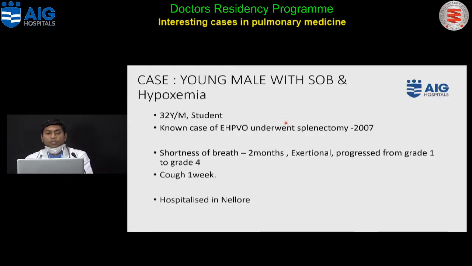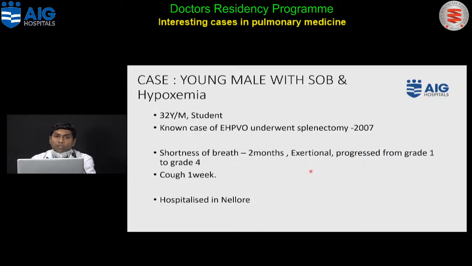And coming to one more patient, a similar kind of history actually. The patient presented with shortness of breath and hypoxemia. He was a 32-year-old male, and he had a prior history of extrahepatic portal vein obstruction, and he underwent a splenectomy for this in 2007. This time the patient had breathlessness for 2 months, which was exertional, especially on walking, and progressed from grade 1, and gradually the patient became so breathless that even on minimal exertion or at rest he was having breathlessness, and he was hypoxemic at rest.